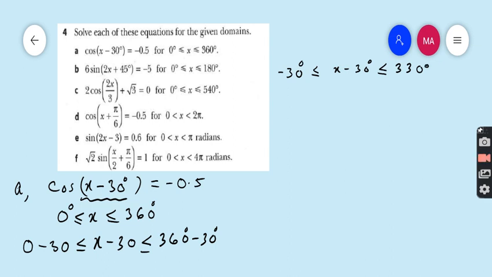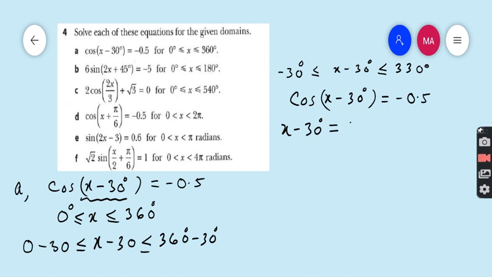So we have to find all angles of this part. I am writing part A again, x minus 30 degrees equals minus 0.5. We have to find all angles for this domain, not the domain which is given in part A, that is 0 to 360 degrees. Our domain is changed from minus 30 degrees to 330 degrees. Very easy. The same way is required like we did in the previous question, question number 3.